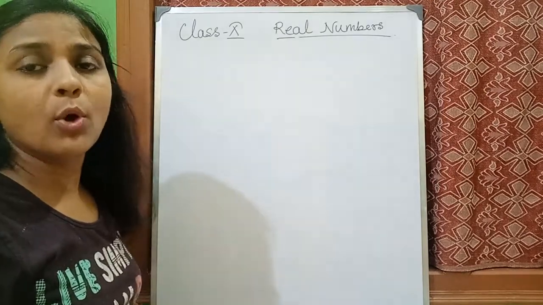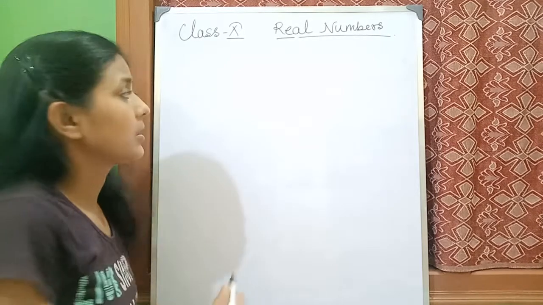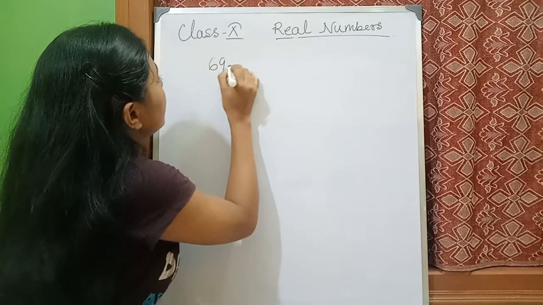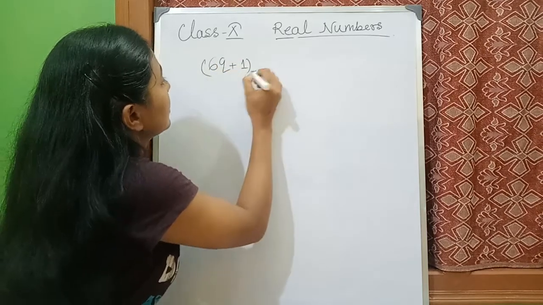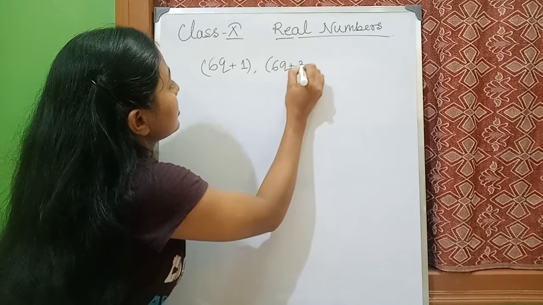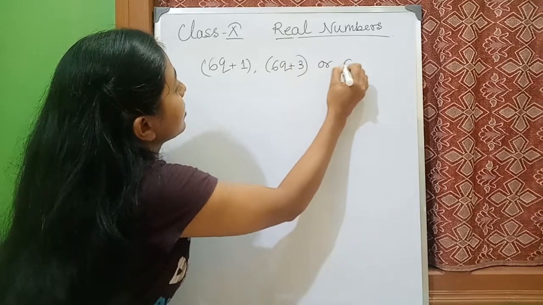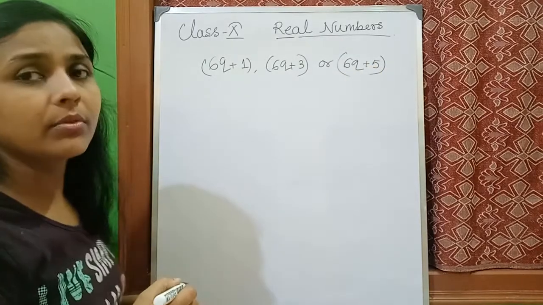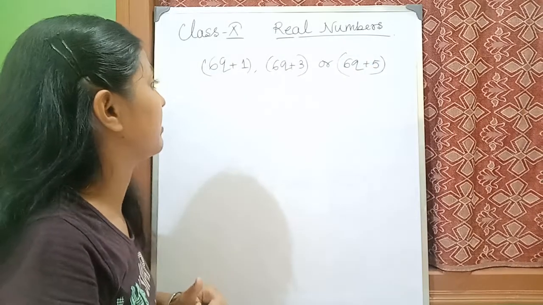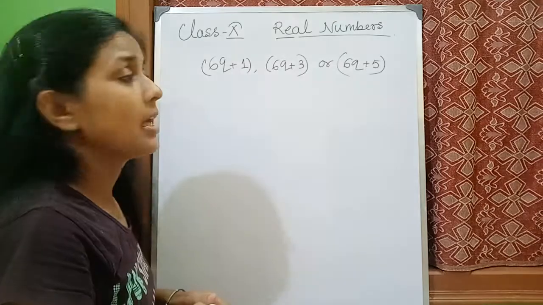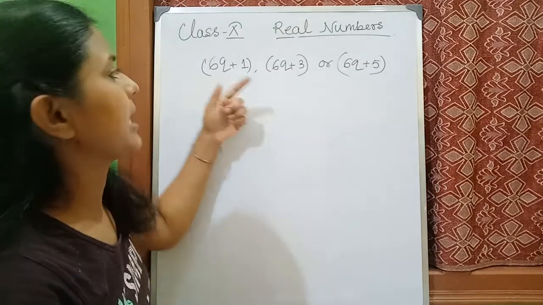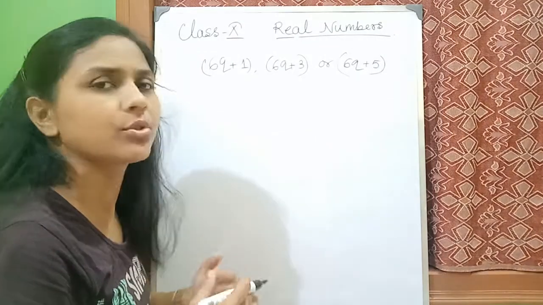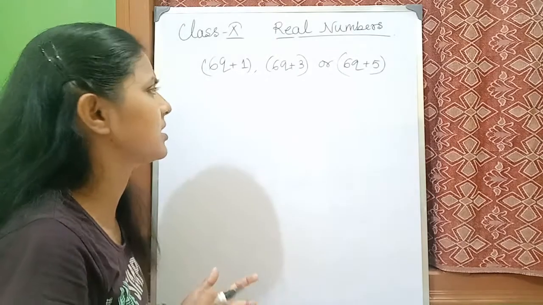Any positive odd integer can be written in the form 6q plus 1, 6q plus 3 or 6q plus 5. How can we prove this mathematical statement? It's very simple. These types of questions are there in your book and in other books also, so you can explore all these questions. These are very easy.